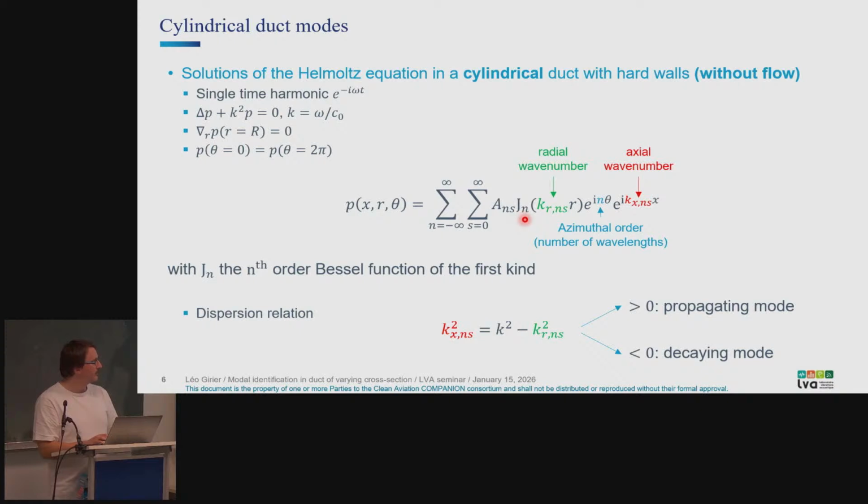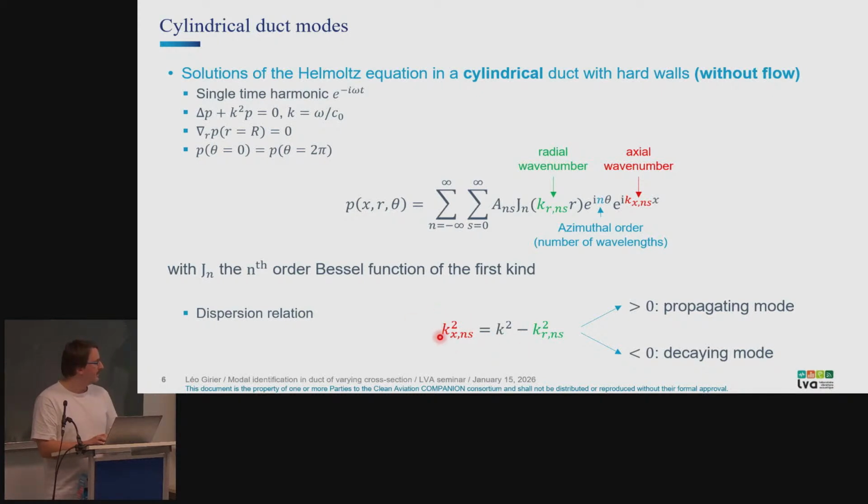a radial function depending on the Bessel function of the first kind and involving what we will call the radial wave number, periodicity enforced in the azimuth, with the number of lobes given by the azimuthal order, n, and then an axial dependency involving the axial wave number. What is to be understood here is that these wave numbers are related through what we call the dispersion relation, where k is the frequency divided by the sound speed.